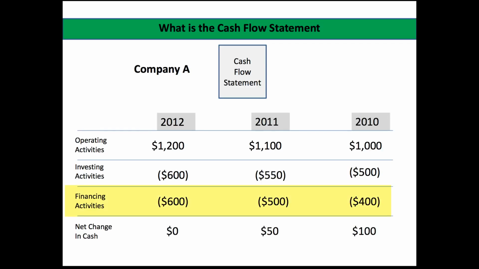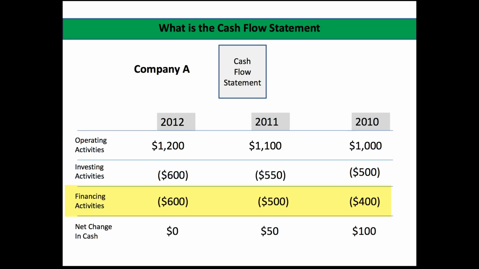Now, as we look at the third line, which is the financing activities, it's also a negative number. It's $400, $500, and then $600. This is also a good thing, because this means Company A is paying off its debt. In 2010, it paid off $400 of its debt, and it had $100 remaining after that year. Then as we look at 2011, they paid off another $500 of debt. That's good. If this number was positive, that means the company would be taking on debt. Now, they'd have more cash in their bank account to do whatever it is that they need to do.